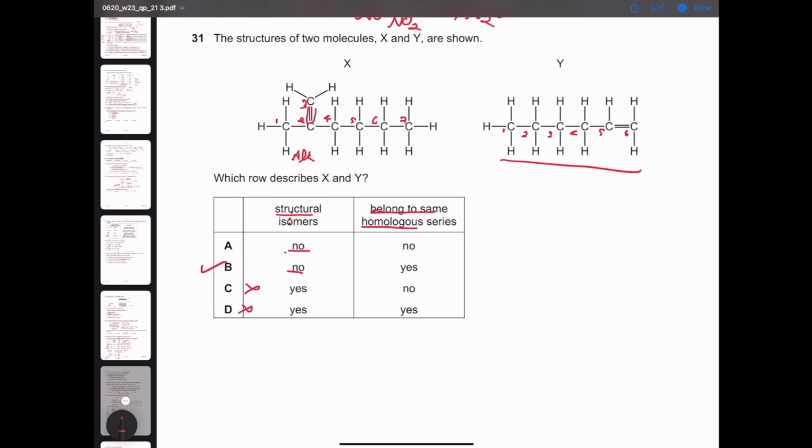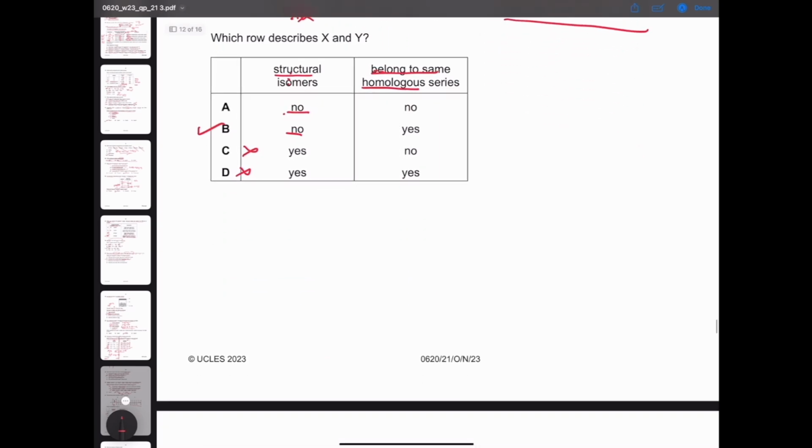These two are not isomers because the number of carbon and hydrogen atoms is not the same. So that is why no. And do they belong to the same homologous series? Yes, because it is double bond and double bond, nothing else is present. So the answer should be B.